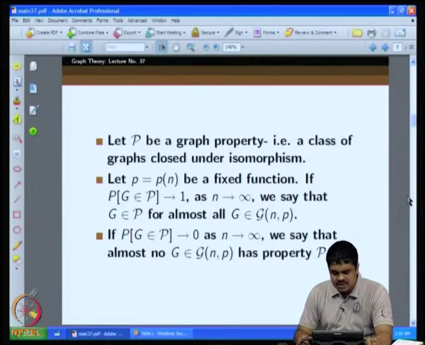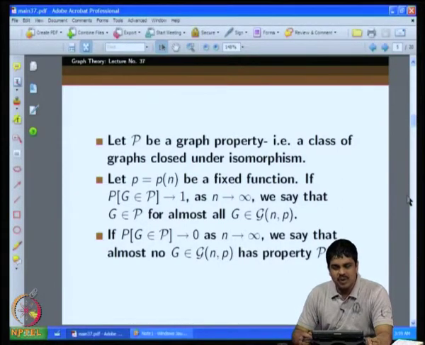Here let us look at what a graph property is. Let P be a graph property. When I say P, it is a class of graphs closed under isomorphism. That means, if a graph is there, all the graphs isomorphic to it are also there in the set.